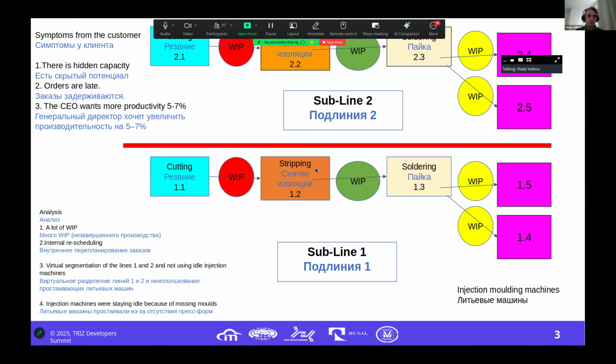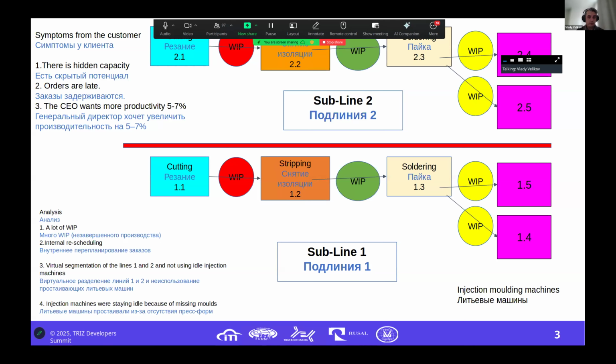The next operation is stripping. The operator has to take the cable, open it and, one by one, clean the isolation, so the metal pieces are ready for soldering. After that, the third operation is soldering. And the last operation is to put the cable in the injection molding machine. At first sight, this looks simple and easy to solve, but actually the situation was not so simple.